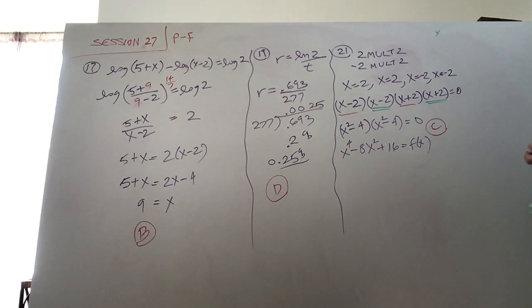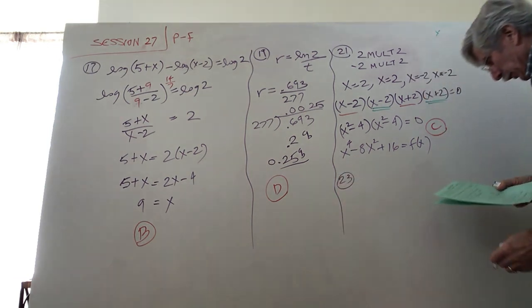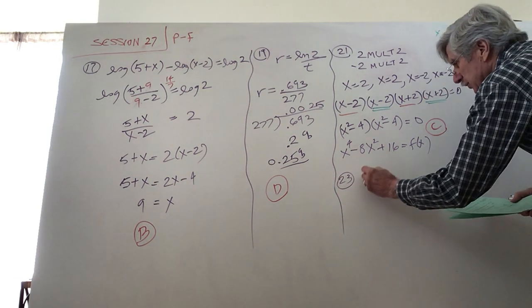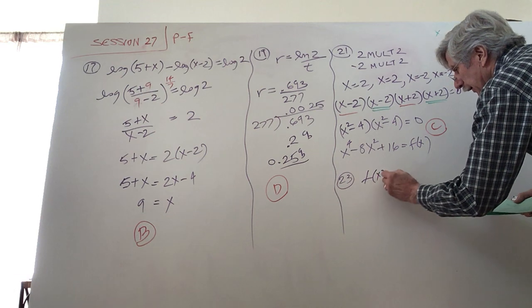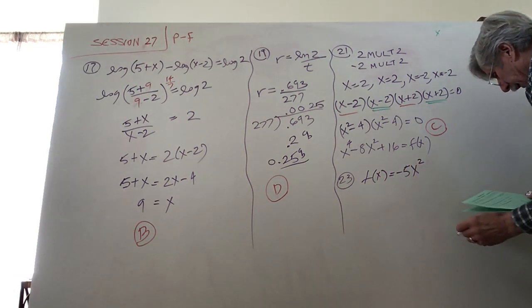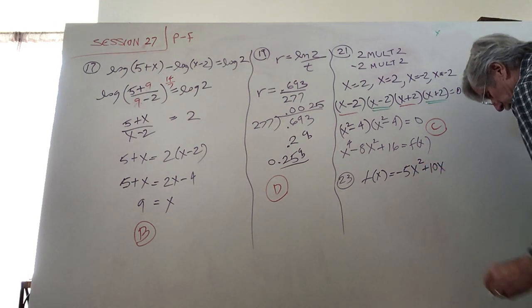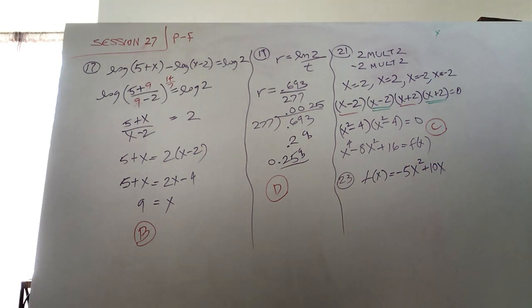23, I might be able to fit here. We'll just take a look, okay? 23, we're looking at the function f of x equals negative 5x squared plus 10x. And we'd like to find out, first of all, whether there's a max or a min for this, and secondly, what in fact that max or min is.